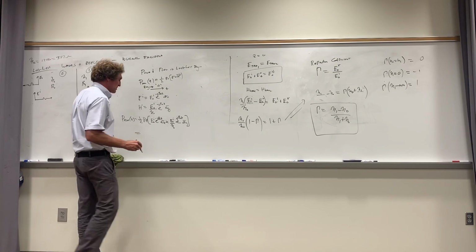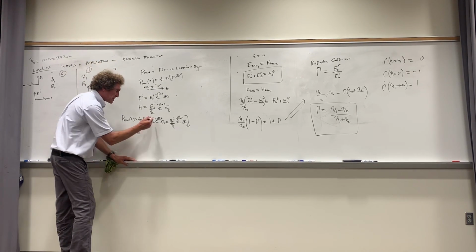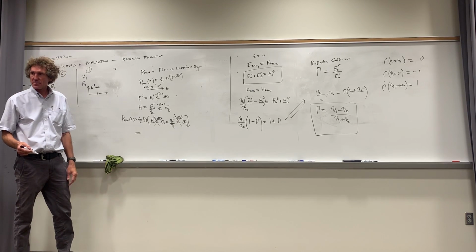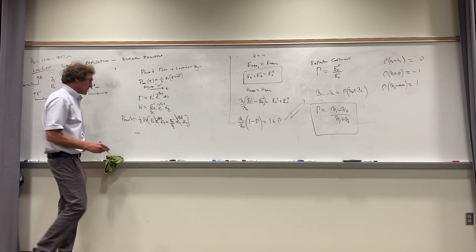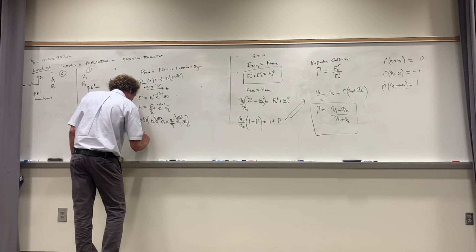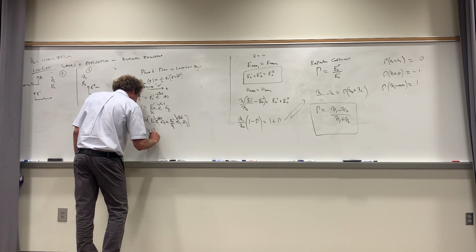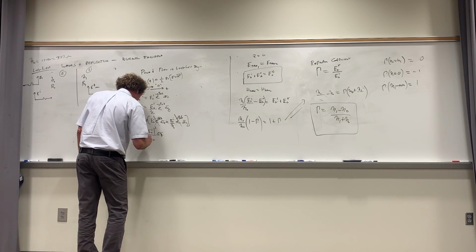And what happens? Y'all see this e to the j beta business cancels. You get 1 times the other, e to the 0 is 1. And I really get, and this is important you see this, 1/2 magnitude of E naught incident squared divided by eta naught in the az direction.